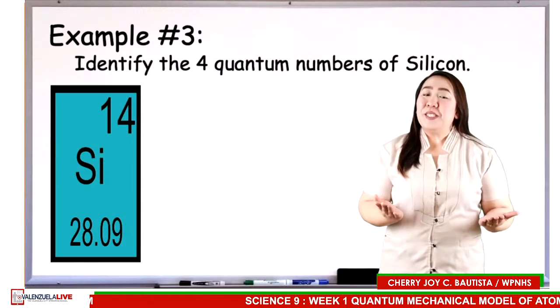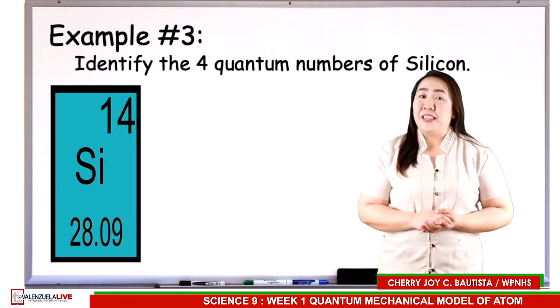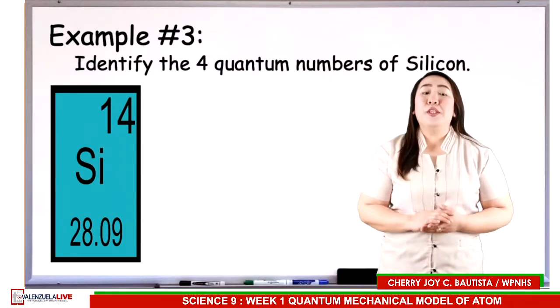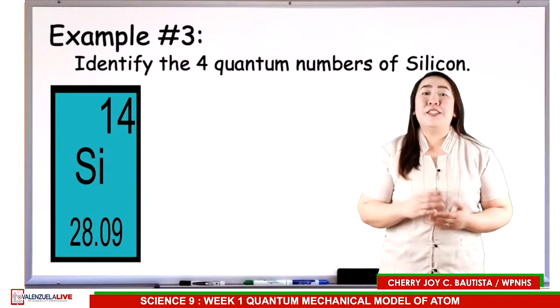Now it's your turn to try. Grab your pen and paper. Identify the 4 quantum numbers of silicon. You have 1 minute to answer this.